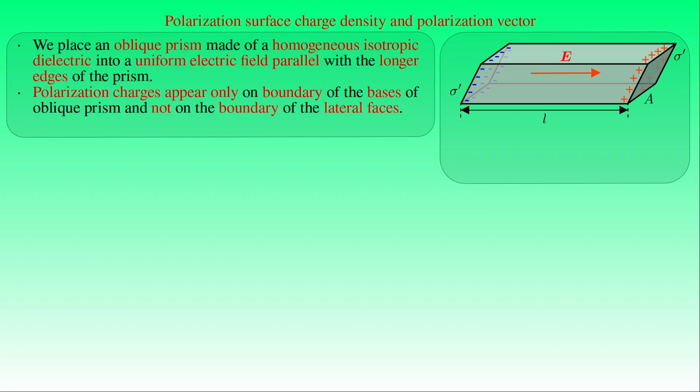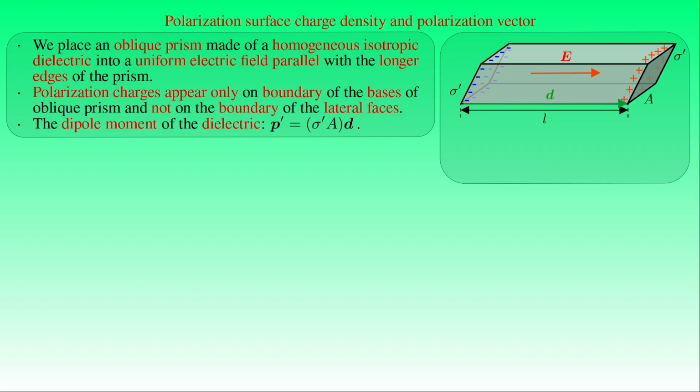The dielectric acquires a dipole moment due to polarization, which is equal to the amount of polarization charges on the boundary of the bases, times the distance between the two bases measured along the direction of the displacement of the charges in the dielectric, that is along the lateral faces of the oblique prism. Then the dipole moment p' of the dielectric is equal to the product of the polarization surface density sigma prime and the area A of each base, times the distance vector d with the length L of the lateral edges, pointing from the negative polarization charges to the positive ones.